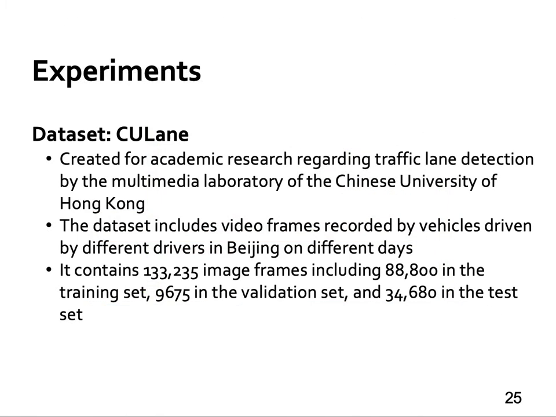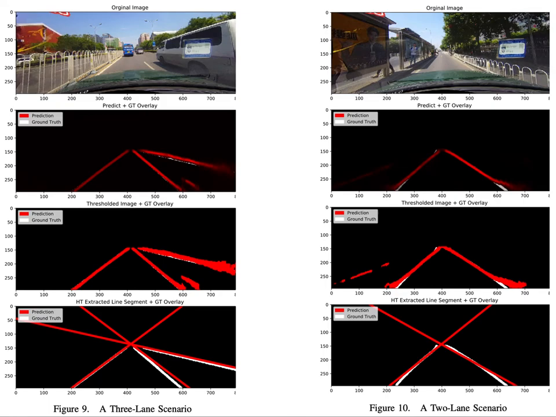We have evaluated our model using the CULane dataset prepared by the Multimedia Lab of the Chinese University of Hong Kong. The dataset includes video frames recorded by vehicles driven by drivers in Beijing on different days. Here are some examples of the results from different stages of our workflow. We can see that the extracted lines are very similar to the actual lane lines, but if we simply compare the pixel alignment, the error will be large.